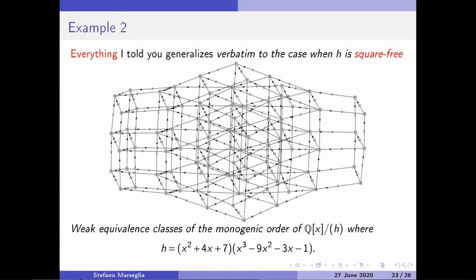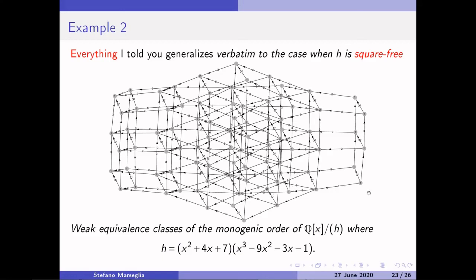And this picture, I think, represents how the situation can easily be a lot more complicated. So this one here in this corner is the monogenic order of the polynomial given by this quadratic polynomial times this cubic polynomial. And the other corner is the maximal order of this étale algebra. So it's the maximal order of this quadratic field times the maximal order of this cubic field. And there is a lot of stuff happening in the middle.